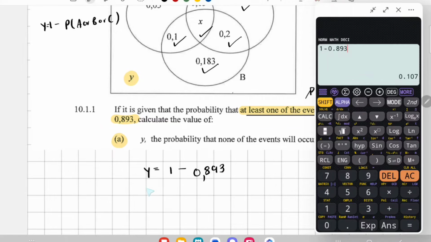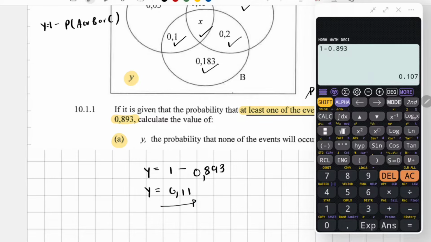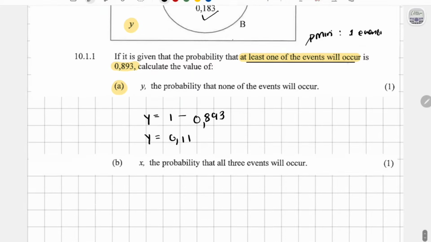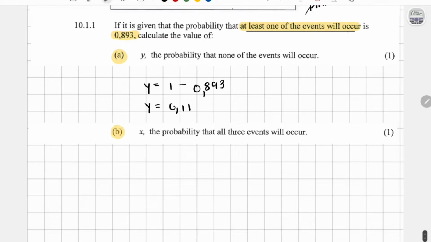And put that on a calculator and this is what we get. We get 0.10107, but you can round off to 2 decimal places, so that will round up, and so that is 0.11, and that is the value of y. Then in B, they ask us, we need to determine the probability that all 3 events will occur.